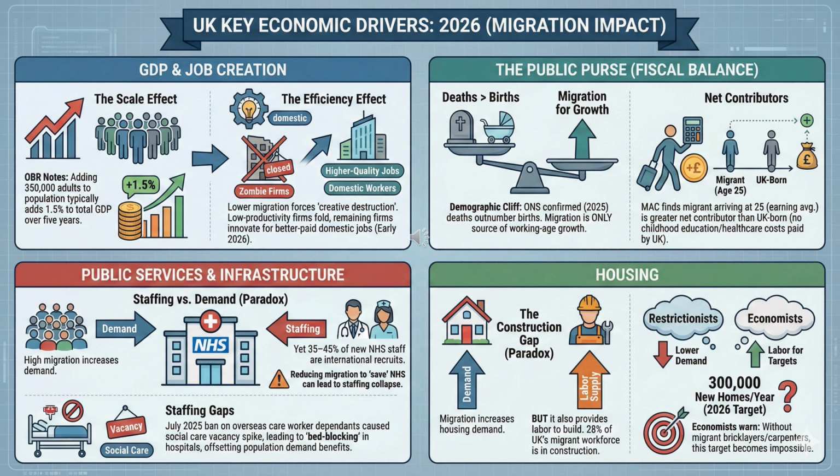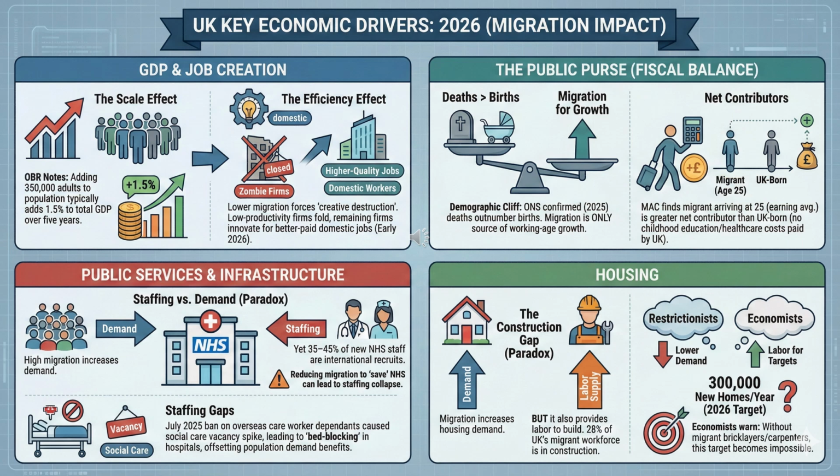The efficiency effect. Lower migration can force creative destruction. In early 2026, we are seeing low productivity zombie firms fold because they can no longer rely on cheap overseas labor. This forces the remaining firms to innovate, potentially creating higher quality, better paid jobs for domestic workers.